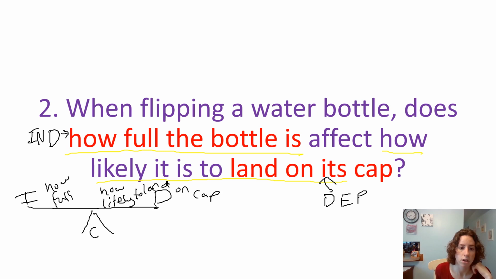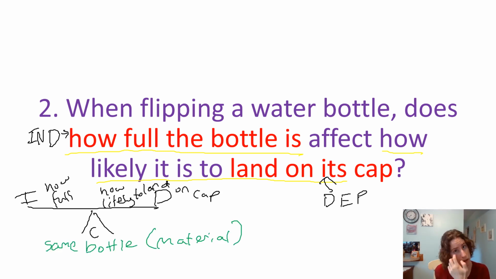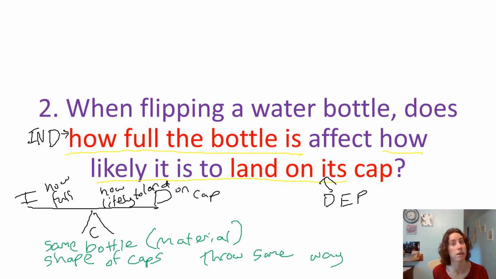Some things that I should control: I need to use the same type of bottle. They need to have the same shape of cap. We need to throw it the same way. And we need to have the same experience level of the thrower, because some people are really good at this, and me, I'm not so good, etc. So lots of things that we'd want to control.